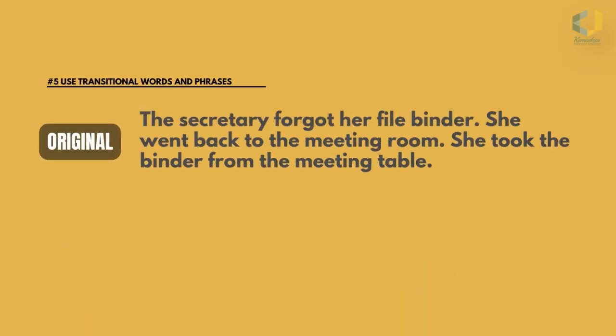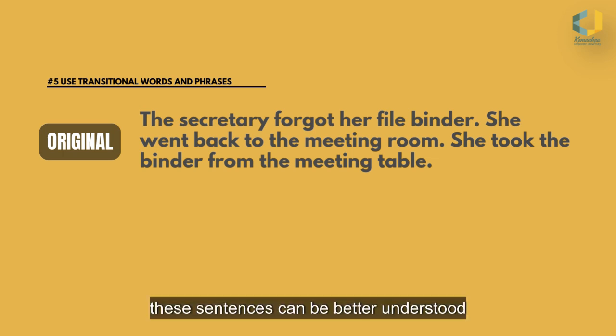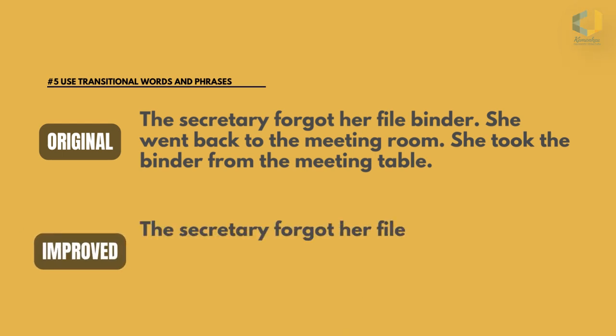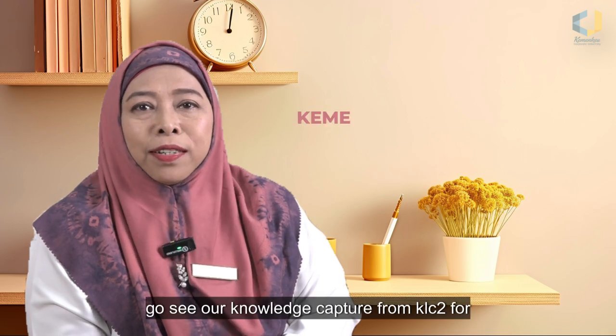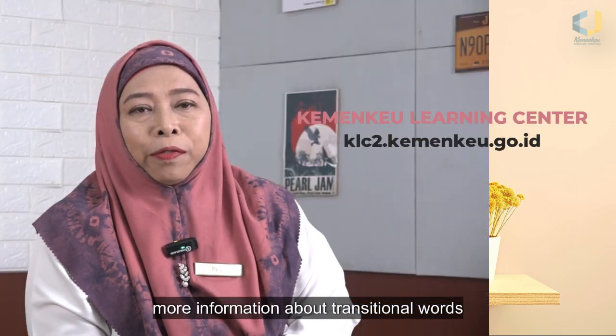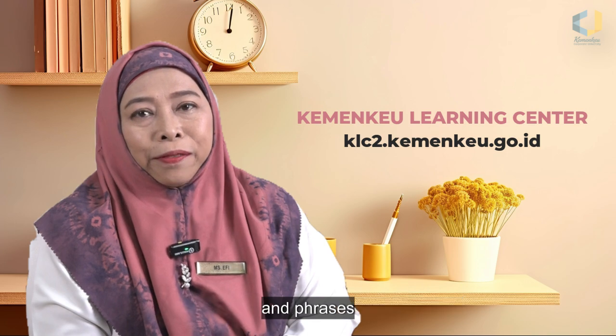Let's look at this. The secretary forgot her file binder. She went back to the meeting room. She took the binder from the meeting table. The sentences can be better understood using transitional words. So the corrected version will be: the secretary forgot her file binder, so she went back to the meeting room and took the binder from the meeting table. Go see our knowledge capture from KLC2 for more information about transitional words and phrases.